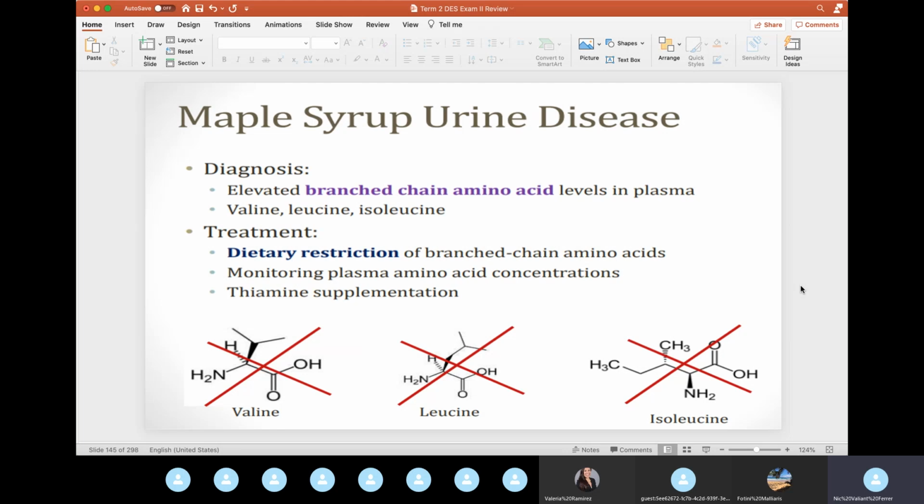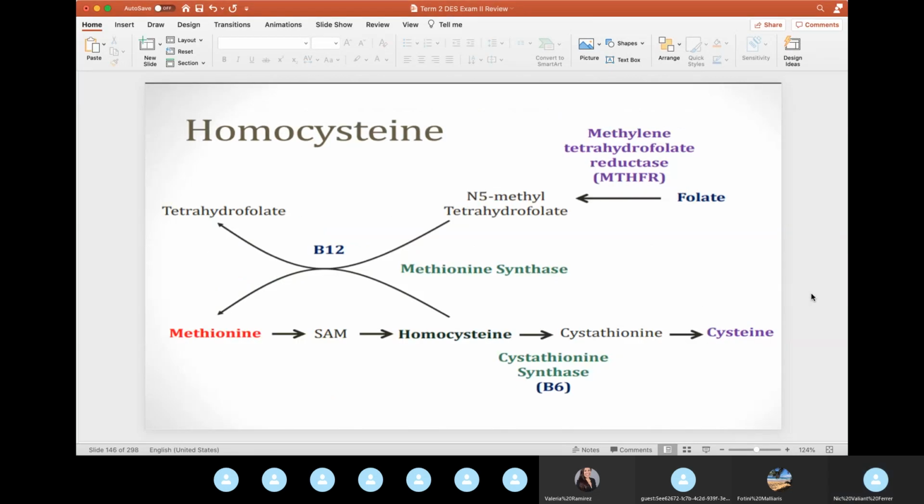So what's the restriction? Restriction of branched chain amino acids. You can't give isoleucine, leucine, and valine. You monitor the plasma amino acid concentrations. And of course, you can give thiamine supplementation. Okay, another high yield point here. Put a star on this slide.